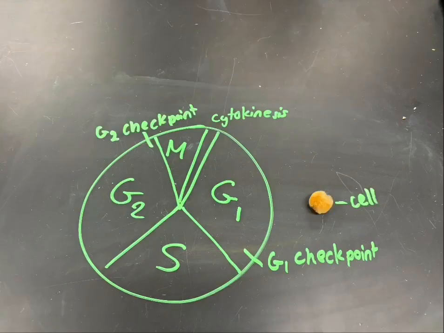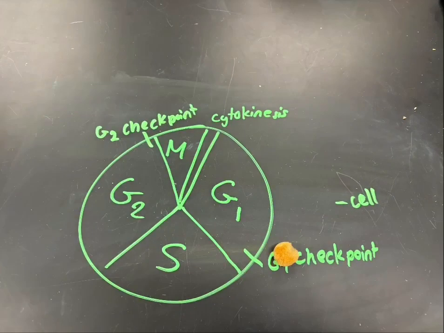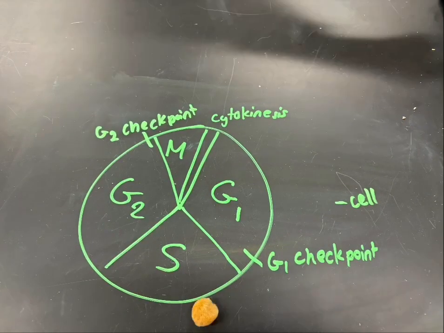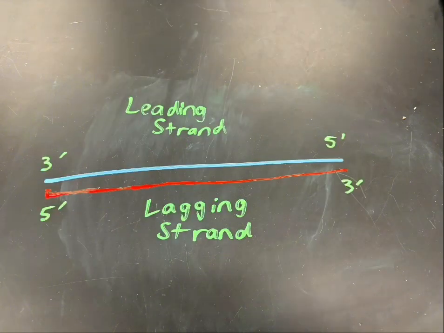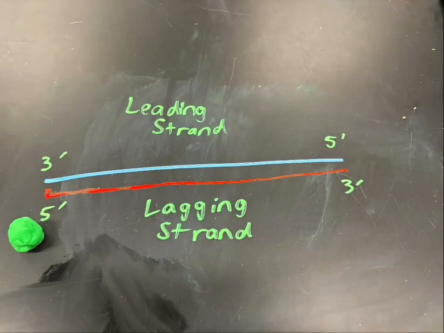A cell must pass the G1 checkpoint before it can undergo DNA replication in the synthesis phase of the cell cycle. In DNA replication, new DNA strands are built from 5' to 3'.